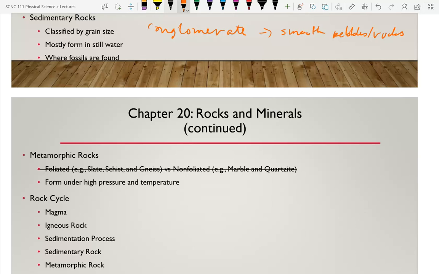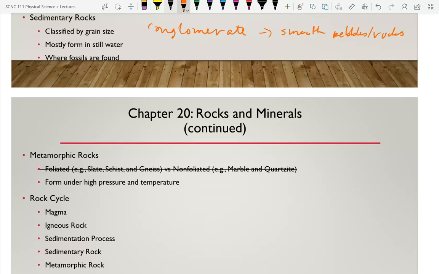Breccia is where you have sharp edges in the rocks instead of smooth ones. We see that on the moon. So breccias form when you didn't have water causing the rocks to tumble, because if you have water causing the rocks to tumble, it smooths them. So breccias are definitely not formed from flowing water.